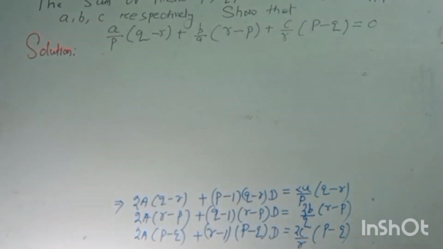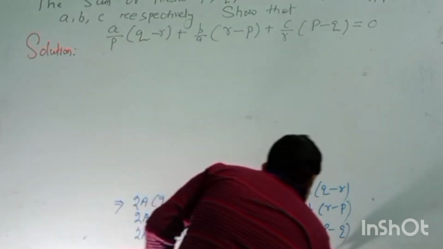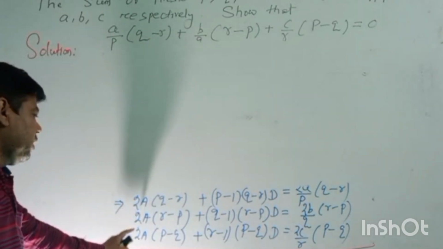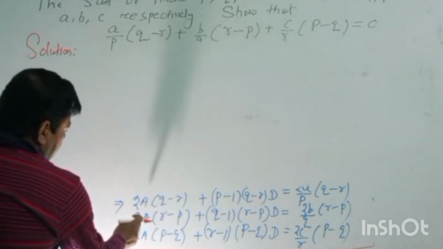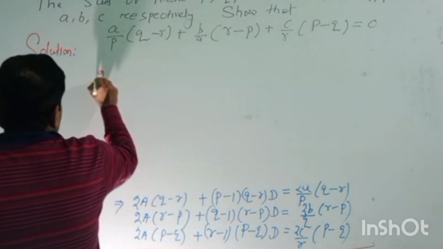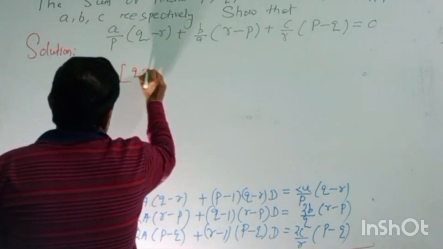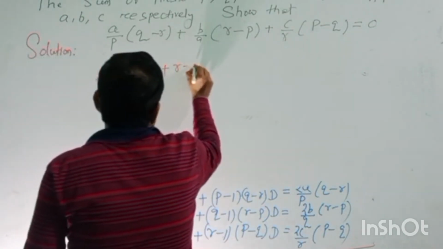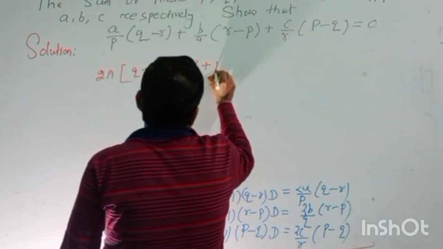Now see, you got these three resulting equations. Once again you add these three resulting equations. After that you will get 2a(q − r) + 2a(r − p) + 2a(p − q). Here 2a is the common factor. After taking it common, it will be (q − r) + (r − p) + (p − q). Students, you take the common here, so 2a and the resulting factor will be p minus q.